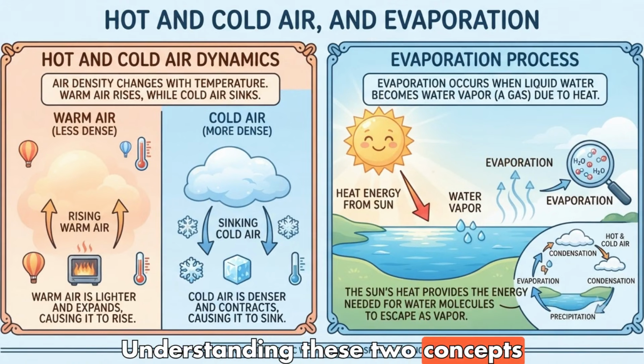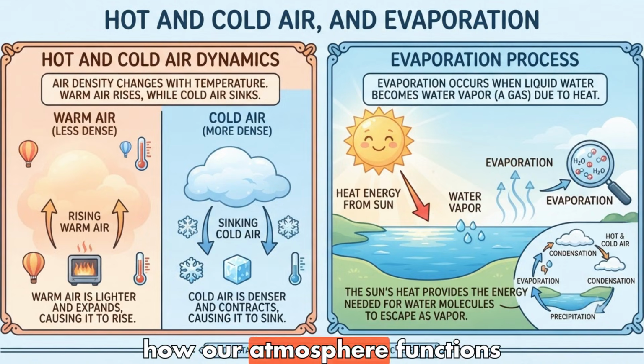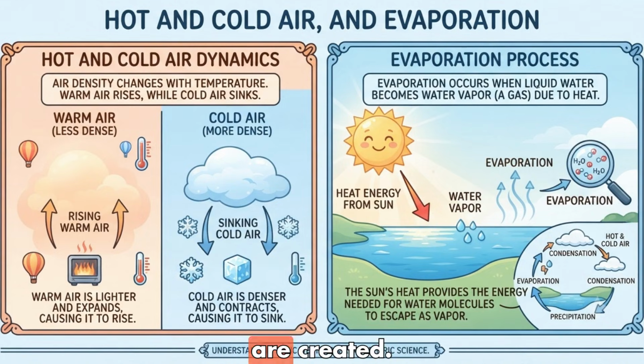Hot and cold air, and evaporation. Understanding these two concepts is essential to grasping how our atmosphere functions and how weather systems are created. 1. Hot and cold air dynamics. Air density changes based on its temperature, which dictates how it moves through the atmosphere. Warm air. Because warm air is less dense and lighter, it expands and rises. Cold air. Because cold air is denser, it contracts and sinks.